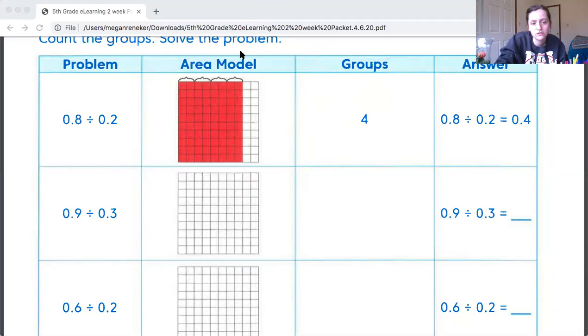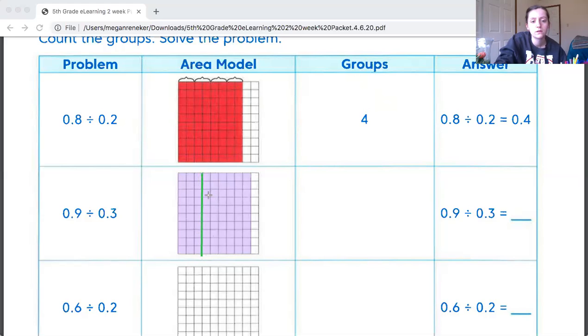Actually, let me use a different one. That's a little easier for us to see through. Okay, I'm going to shade in 9/10 of these rows. Right, and then I'm going to separate it into groups of 3. So I'm going to go ahead and take my drawing tool and use green. Why not? So I'm going to count 1, 2, 3.